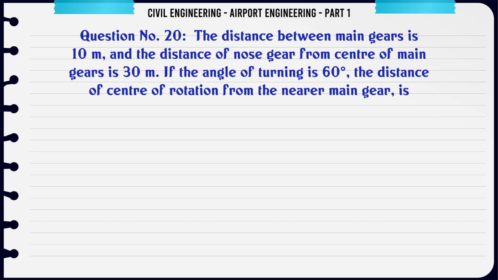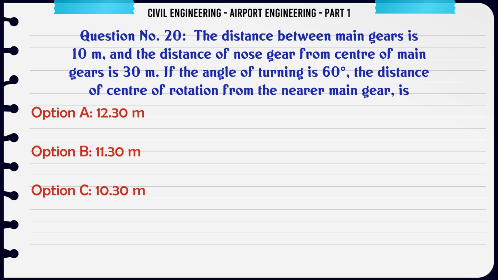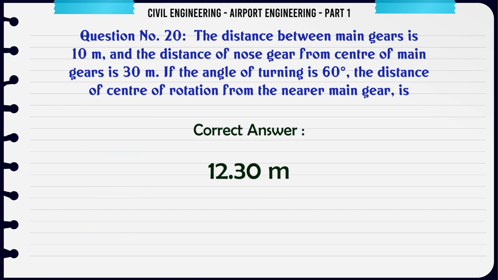The distance between main gears is 10 m, and the distance of nose gear from center of main gears is 30 m. If the angle of turning is 60 degrees, the distance of center of rotation from the nearer main gear is: A. 12.30 m, B. 11.30 m, C. 10.30 m, D. 9.30 m. The correct answer is 12.30 m.